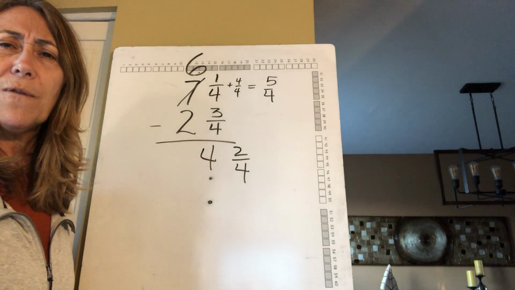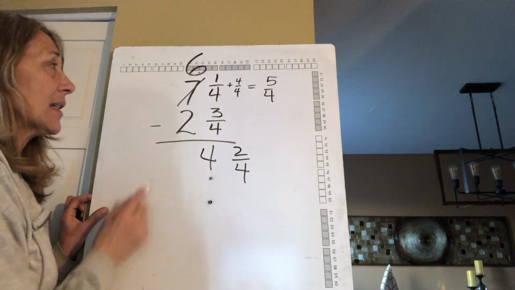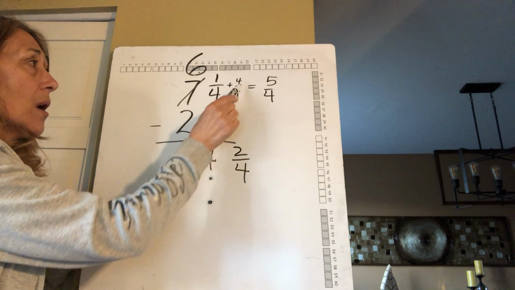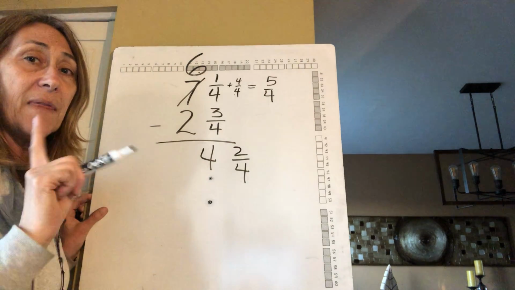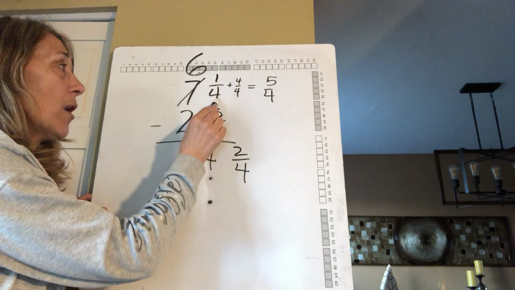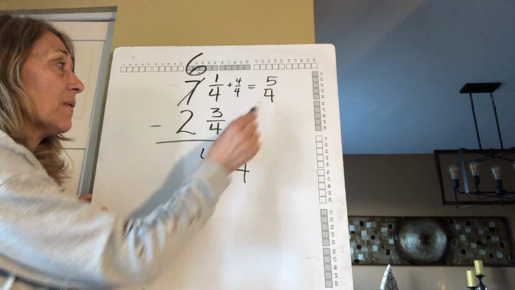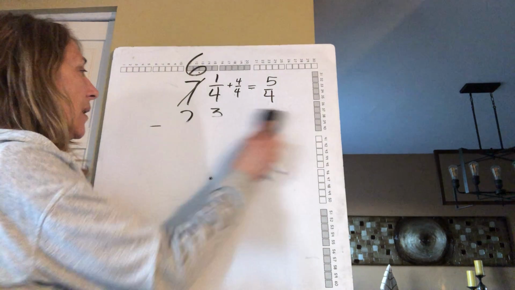4 2/4. I had to get some more fractional pieces, so I took 1 whole, and I know top number, bottom number, numerator, denominator are the same. That's 1 whole. So my 1/4 plus my whole, 4/4 equals 5/4. Let's try one more of those.